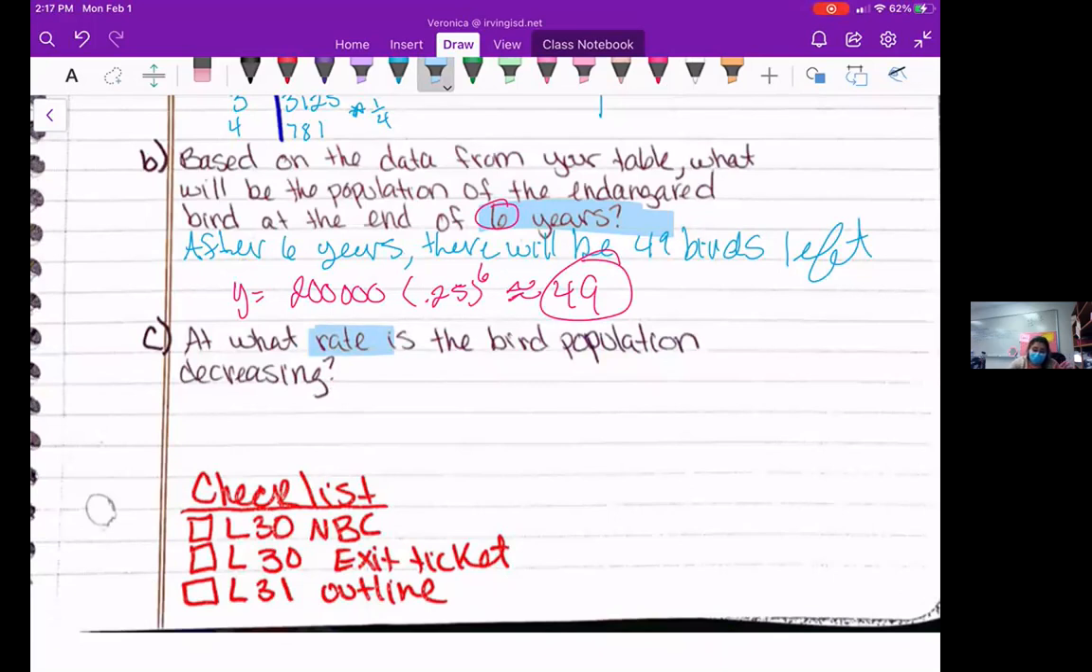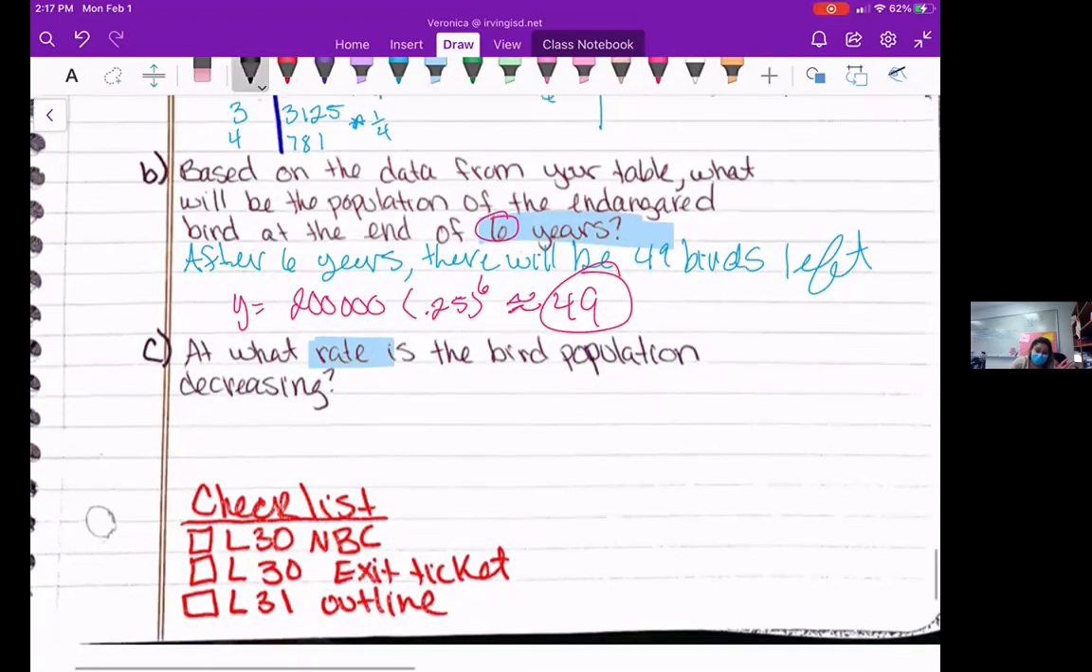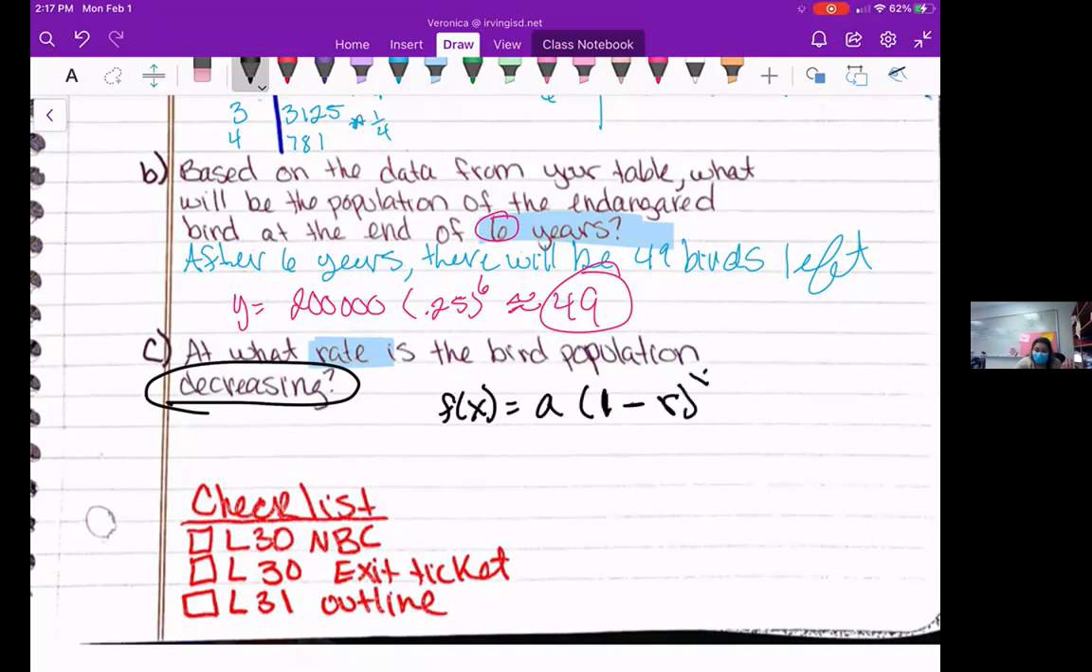So if you wanted to find your rate, well, the first thing you need to be able to acknowledge, right, is the fact that we already said this is decreasing. So in order to find our rate, where does the rate come from? What equation do we use to have the rate? Well, that would be f of x equals a times 1 minus r, because it said decreasing. So I know I have to be subtracting. Okay, so we already have an equation, right? We have f of x equals 200,000 times 0.25 to the power of x.